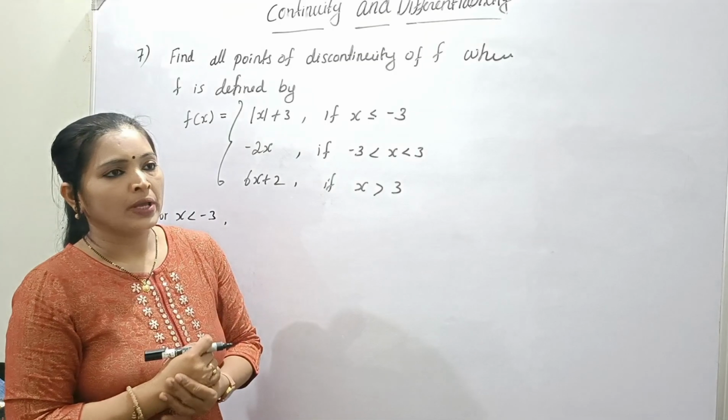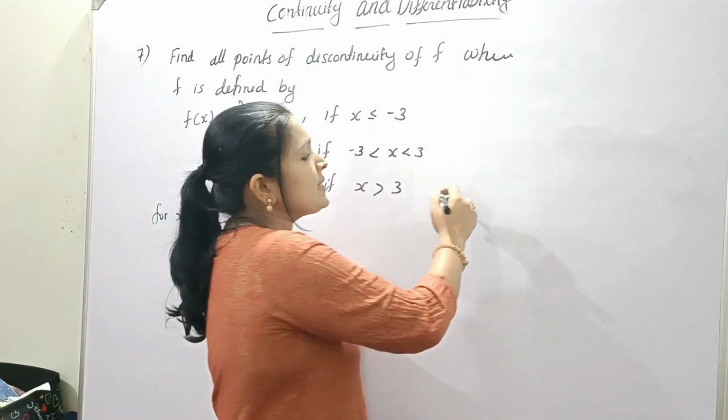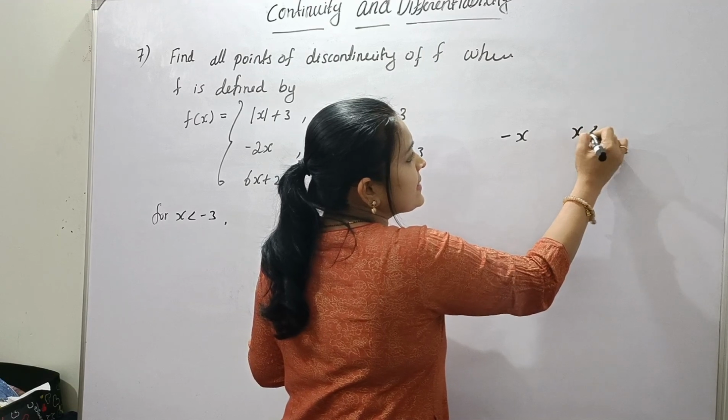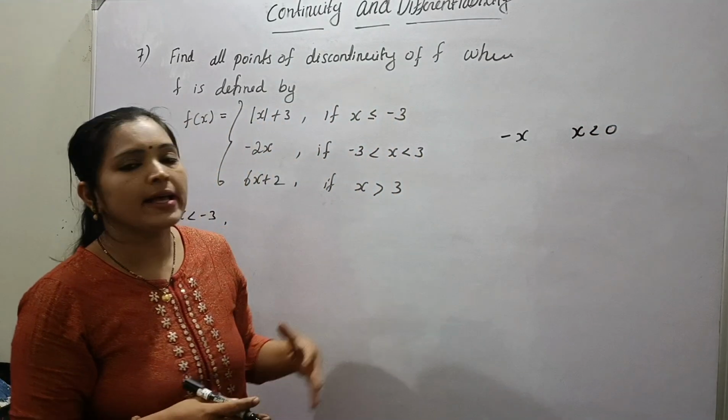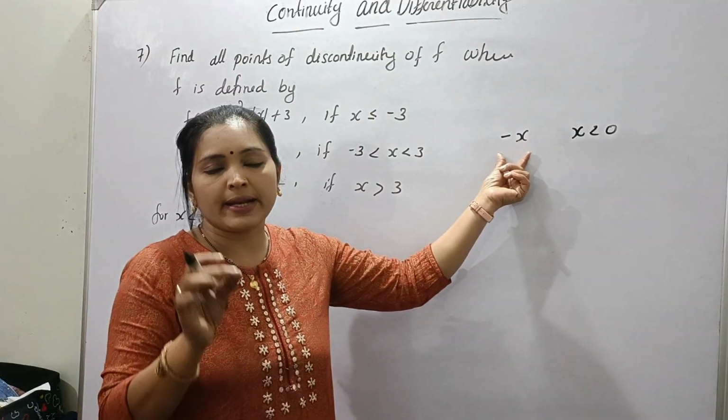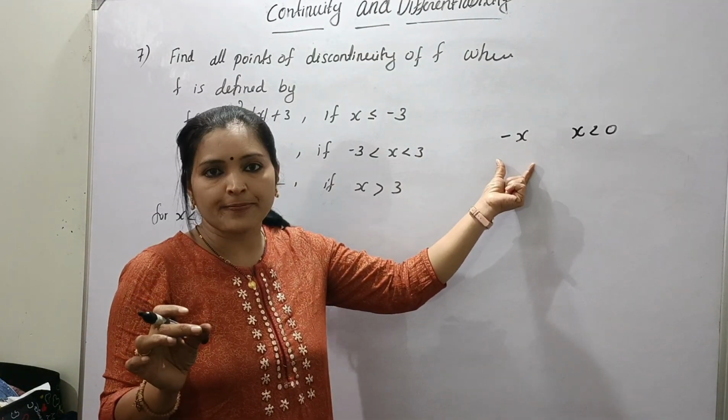Modulus x plus 3. See, here we know that modulus x can be defined as minus x when x is less than 0, right? x less than 0 means when x is negative, the function is minus x, right? Modulus x is equal to minus x.